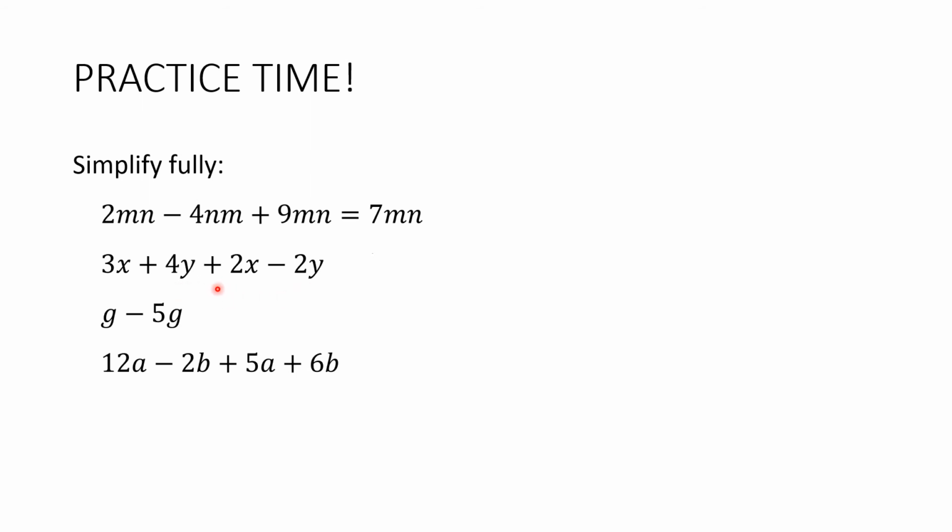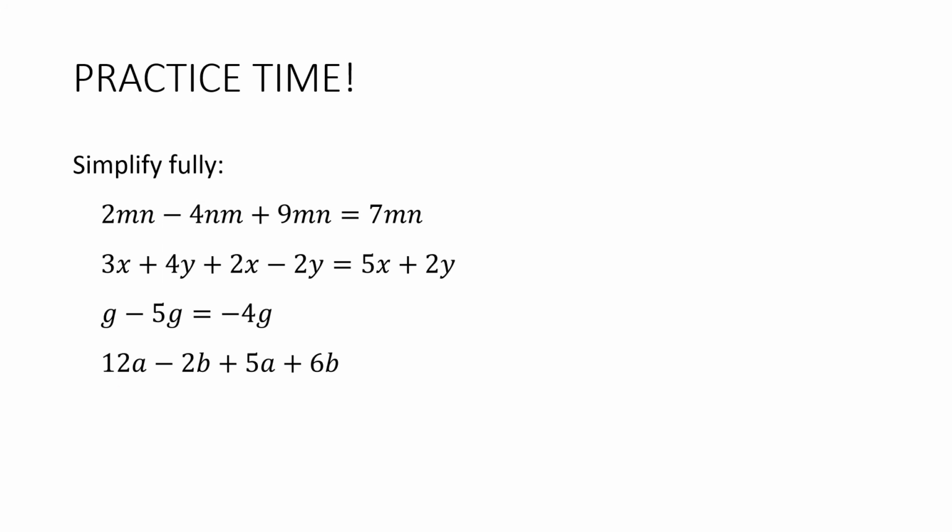3x plus 4y plus 2x take 2y. I could turn these two around, but let's do it straight from the question, see what happens. 3x plus 2x is 5x. 4y take away 2y is positive 2y. So 5x plus 2y. 1g take away 5g. That's negative 4g, isn't it?